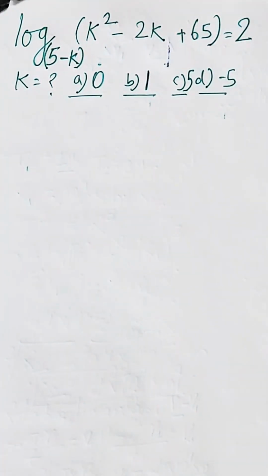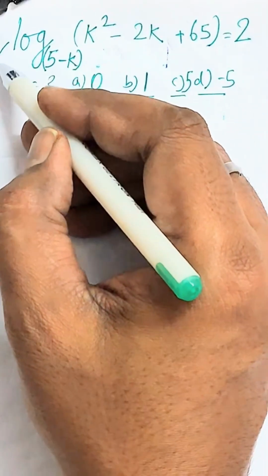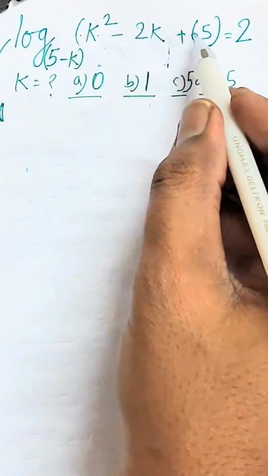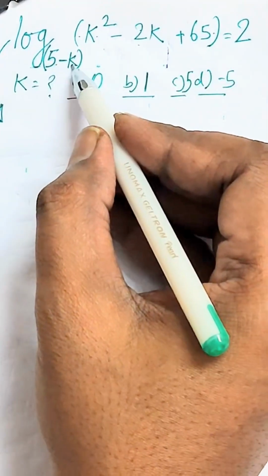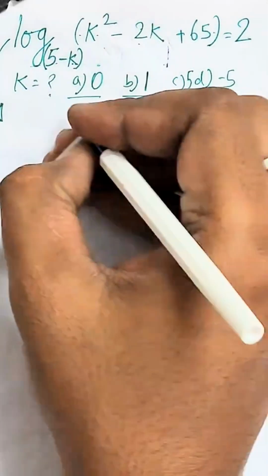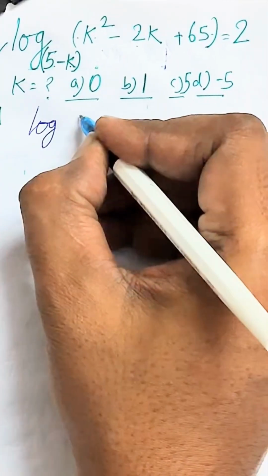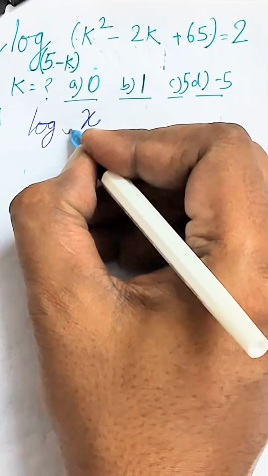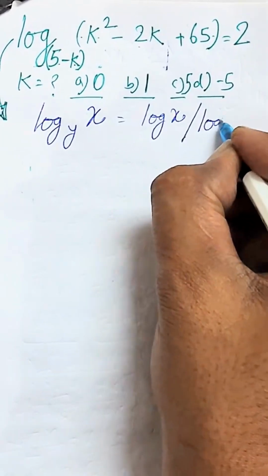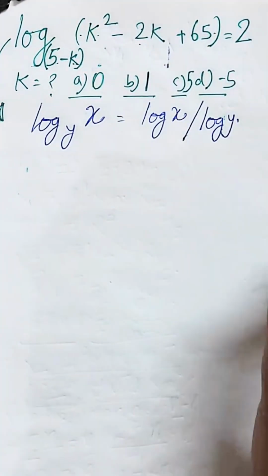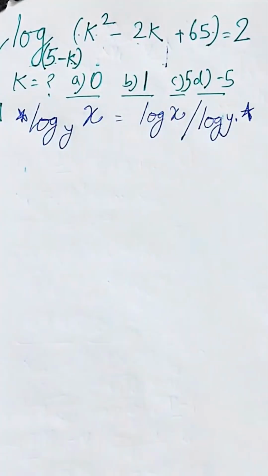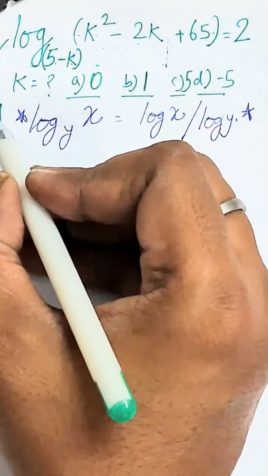So students, take the equation, the value which is given to you, log of k² - 2k + 65 base 5 minus k. Just use the formula. What is the formula? Log of x base y can be written as log x by log y, right? So just remember this formula and apply it over here.